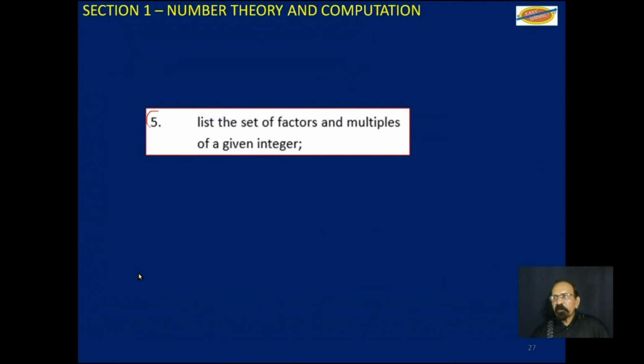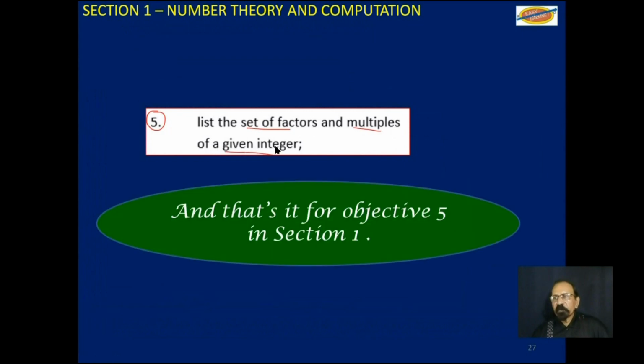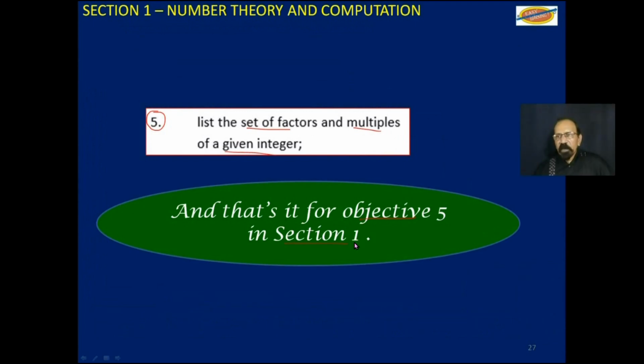So, objective 5, list the set of factors and multiples of a given integer. And that's it for this objective in section 1.